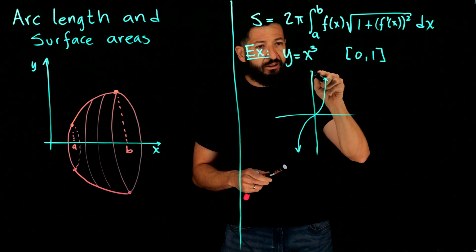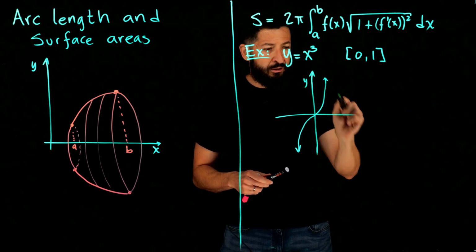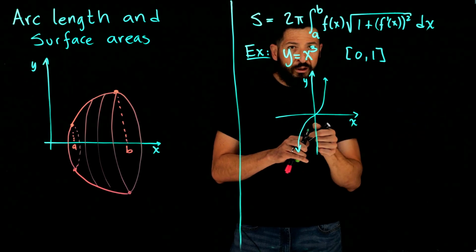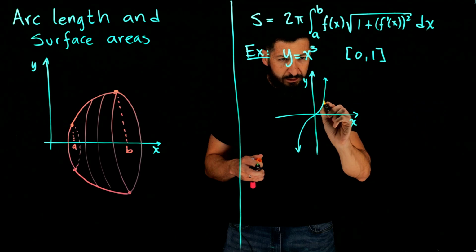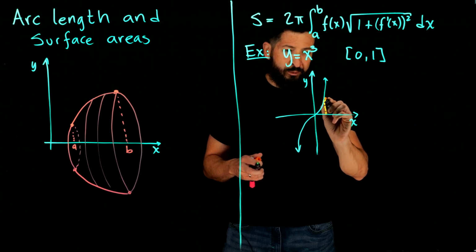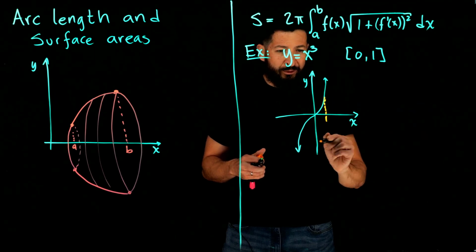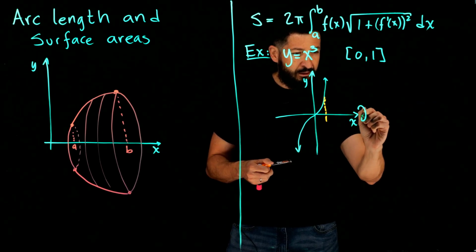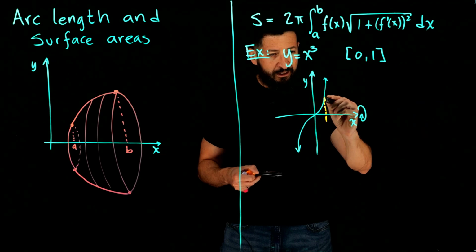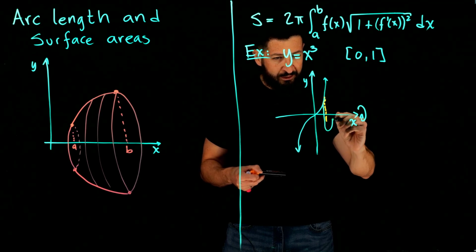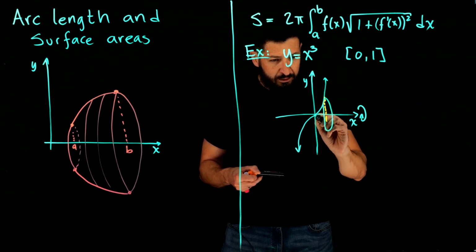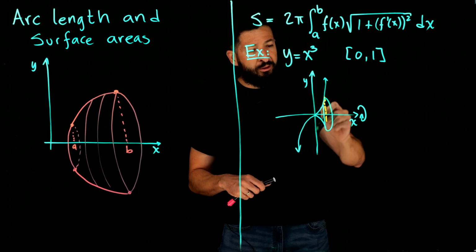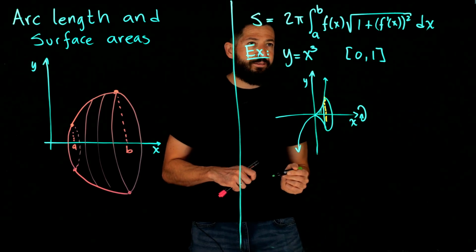So firstly, my labels. I was going to do the wrong one. Let's go from 0 to 1. I could have moved my 1 a little bit higher. Oh well, too late. And when I rotate around the x-axis, would have been a good idea to say that. So when you rotate around here, you get that sort of figure, and you're trying to find the surface area of that figure there.